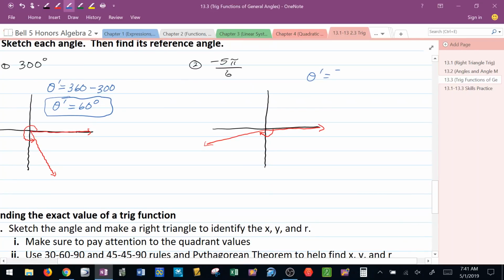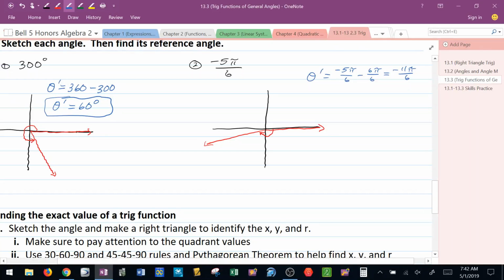So I'm going to take negative 5 pi over 6 minus pi, which I'm going to say is 6 pi over 6. All right, that's going to give me negative 11 pi over 6. So let's think about this for a second. Negative 11 pi over 6 is in the first quadrant, but it's kind of weird. It doesn't feel like it's between 0 and 90 or between 0 and pi over 2. And in fact, it's not.